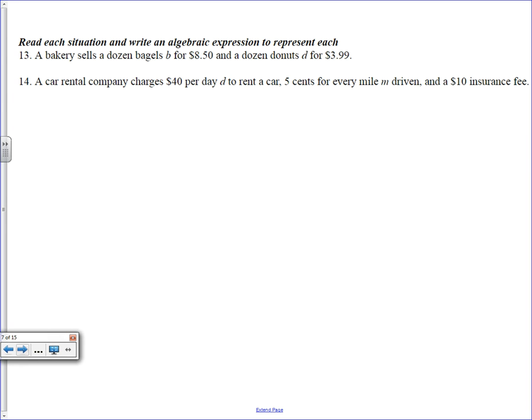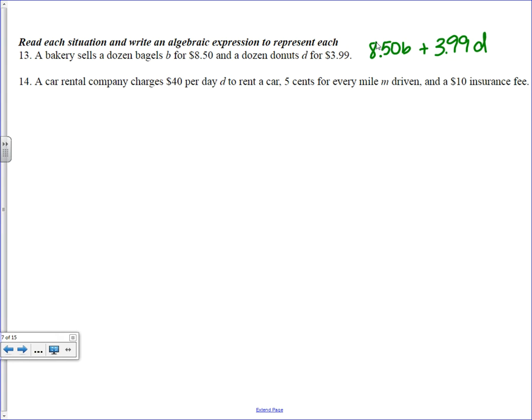If I bought 10 dozen bagels, what would you do? You'd multiply. What if I bought 20 dozen bagels? What if I bought 2 dozen bagels? So how do I show that? You got it, $8.50 B. Now how about the donuts? $3.99D, because depending on how many I told you to go out and get, you'd put that in there for D, right? Okay, moving on.